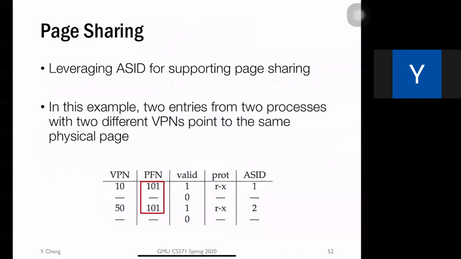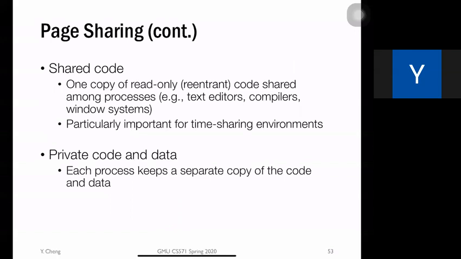The TLB can also facilitate page sharing, or memory sharing. In this example, these two different virtual page numbers, 10 and 50, both map to exactly the same physical frame number, which is 101. As you can see, the ASID field is also different, 1 and 2. It means these two different processes are sharing the same physical frame, the same memory. So this is how you reflect memory sharing within the TLB. You can also share code, right?